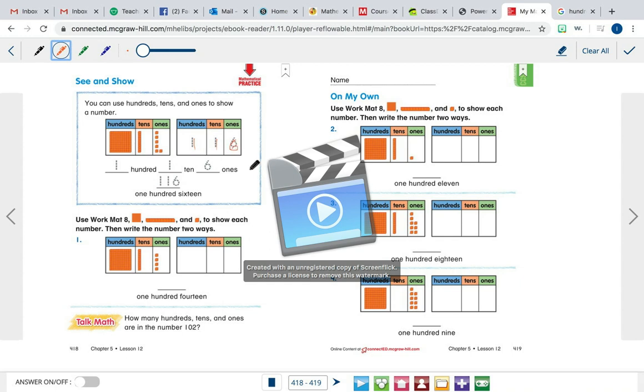Sorry, friends, I'm not that good at tracing yet. And we're going to write it down here. So 1 hundred, 1 ten, and 6 ones. And then at the bottom right here, we're going to make our number together. So we're going to combine all of it, and it makes 116. So in 116, there is 1 hundred, 1 ten, and 6 ones.